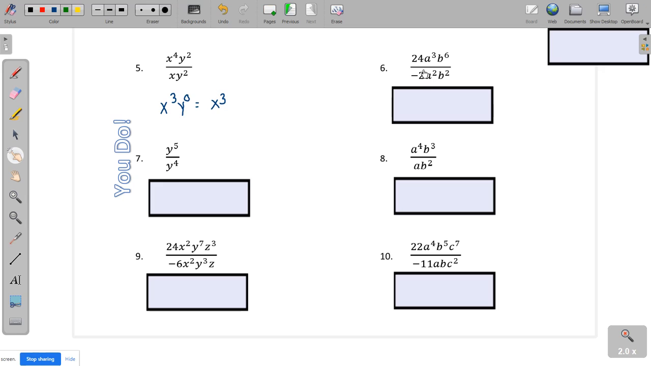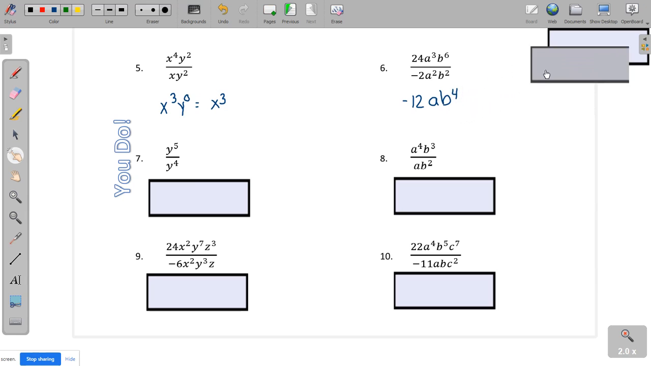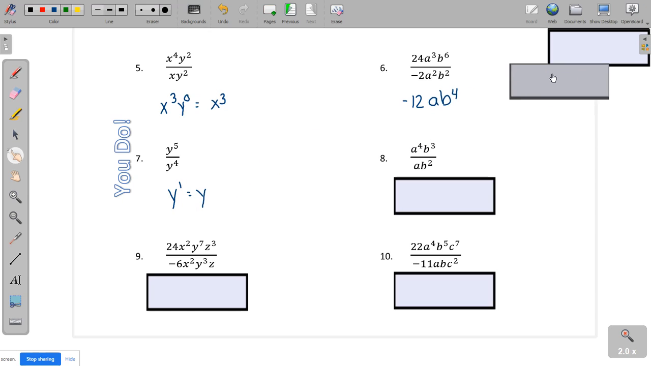Number 6. Let's simplify our coefficients first. 24 divided by negative 2 is negative 12. Then look at our a's. A to the 3rd divided by a squared is a to the 1st. And b to the 6th divided by b squared is b to the 4th. Number 7, y to the 5th divided by y to the 4th. Subtract. We get y.